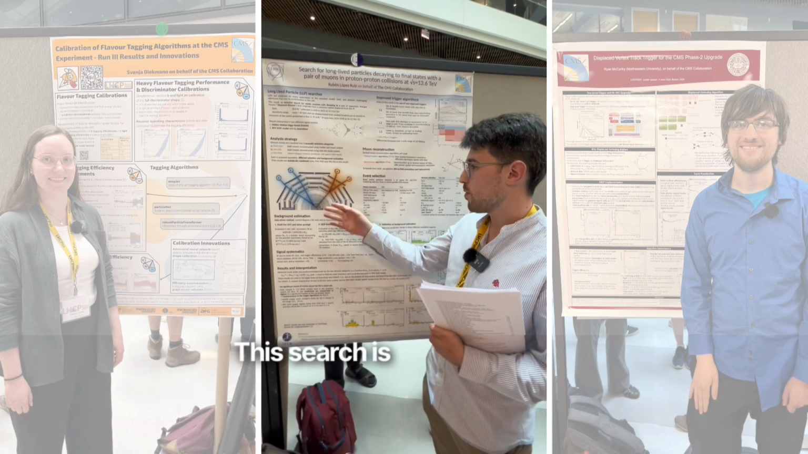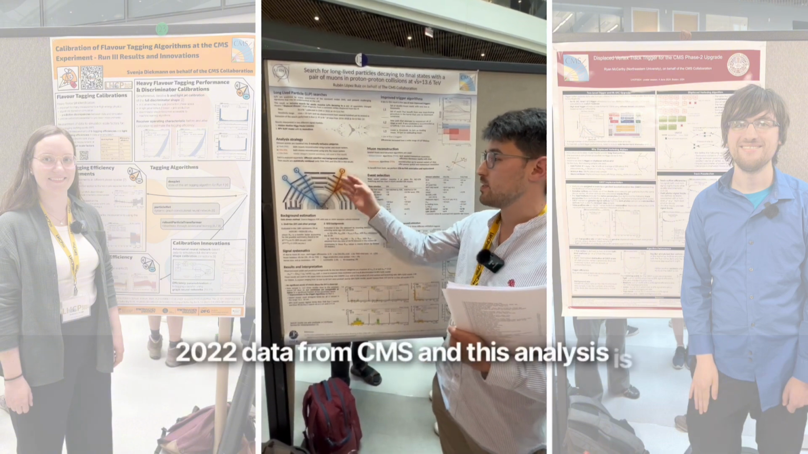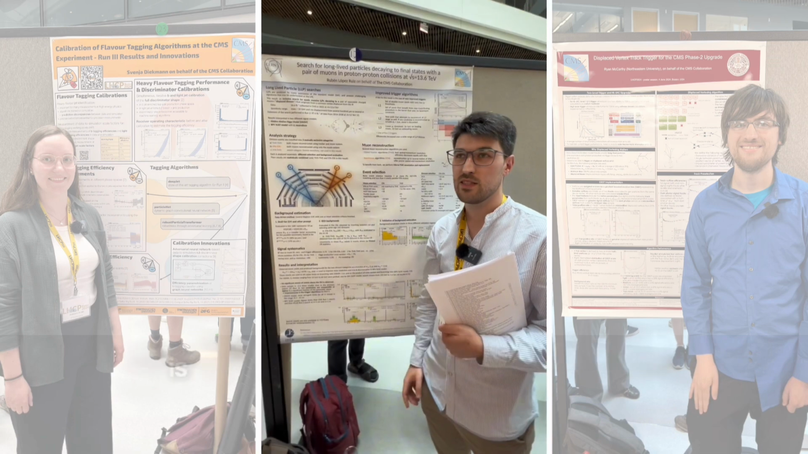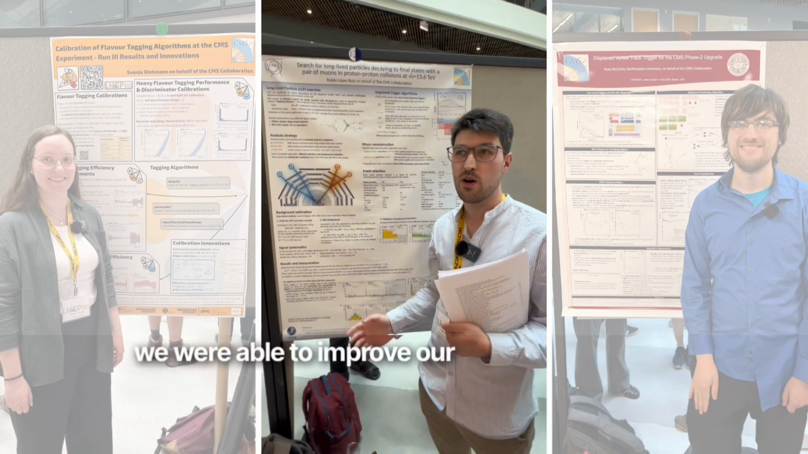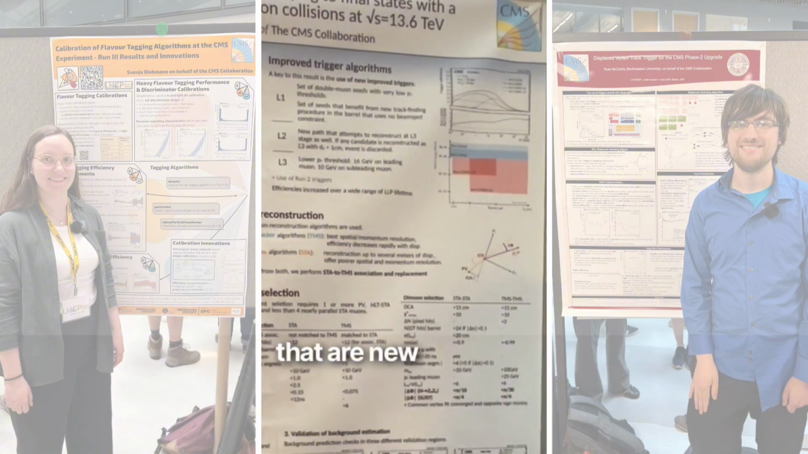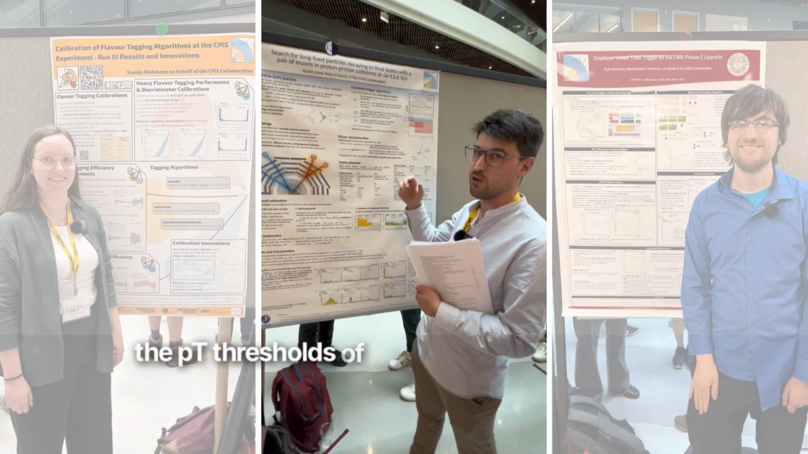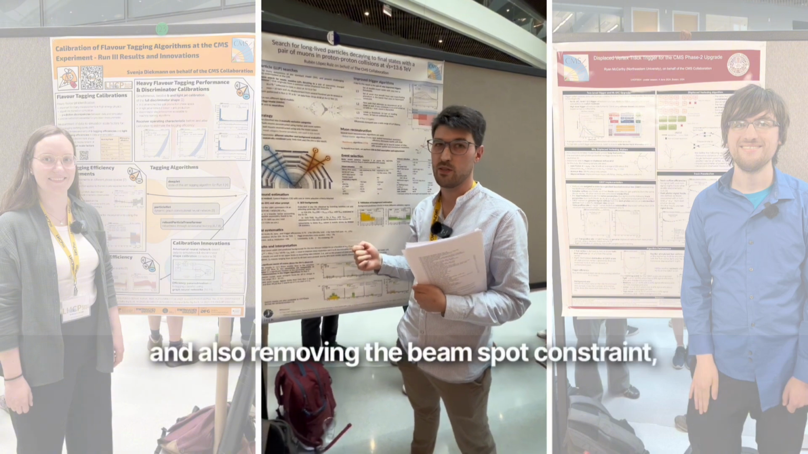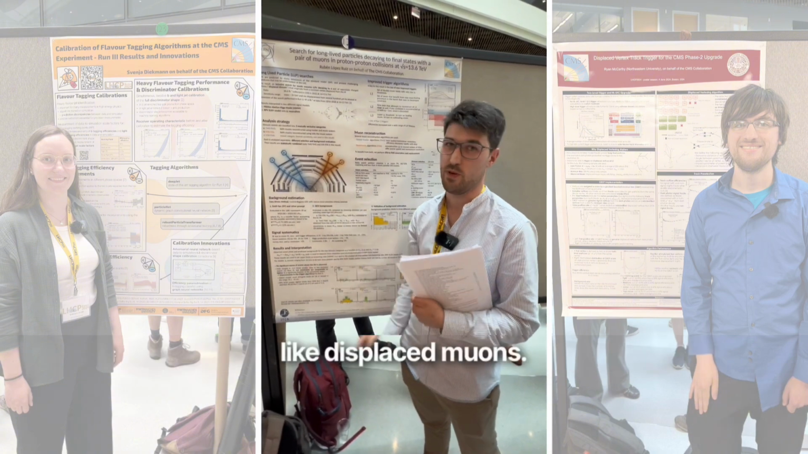In this search, we perform it with 2022 data from CMS, and this analysis is an extension of the equivalent Run 2 analysis. The key thing of this analysis is that with 1/3 of the data collected, we were able to improve our results from Run 2, thanks mainly to the improved triggers that are new for Run 3. These triggers focus mainly on lowering the pT thresholds of the muons that we acquire, and also removing the beam spot constraint, which is very good for triggering with displaced objects like displaced muons.